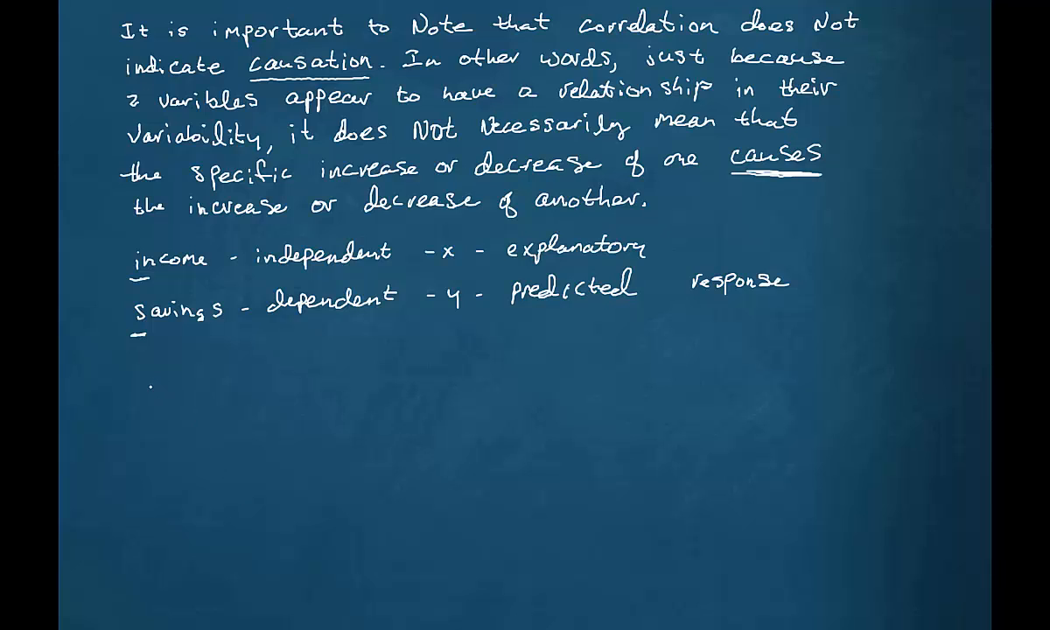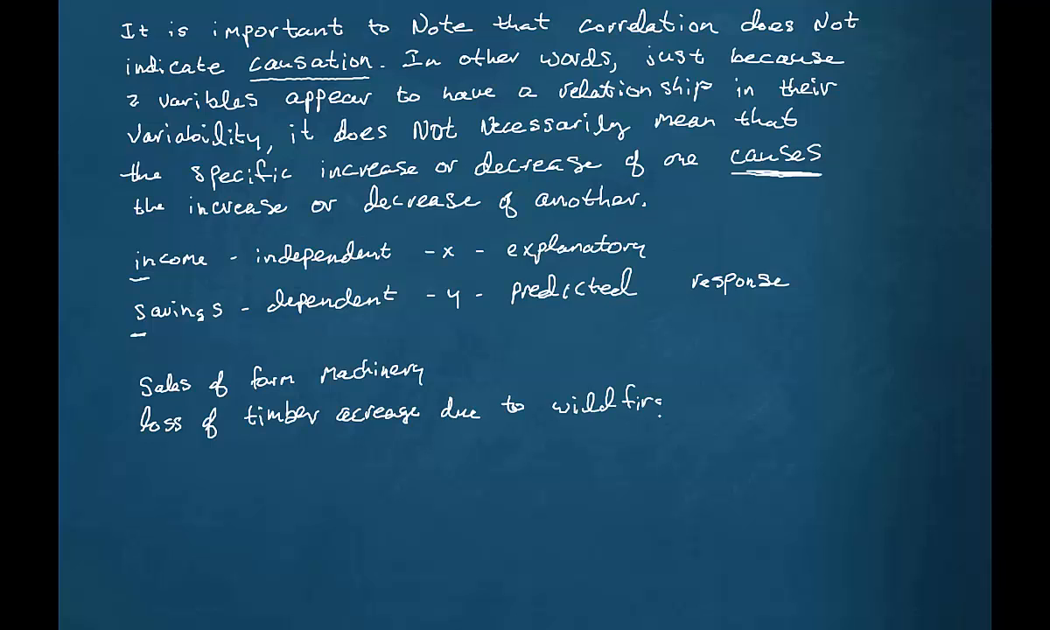Let's look at the two variables, sales of farm machinery and loss of timber acreage due to wildfires. And let's suppose that we were to put sales of farm machinery, so amount of money, on the x-axis, and the variable loss of timber acreage due to wildfires on the y-axis. And let's suppose that we had a scatter plot that looked something like this.